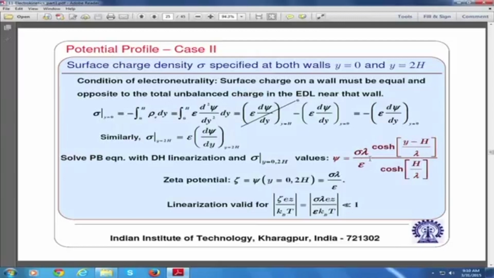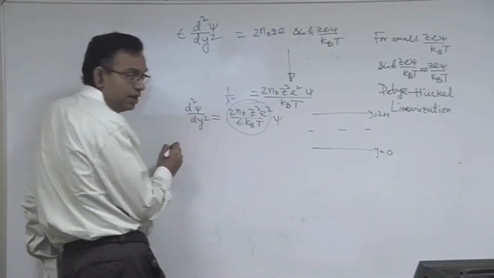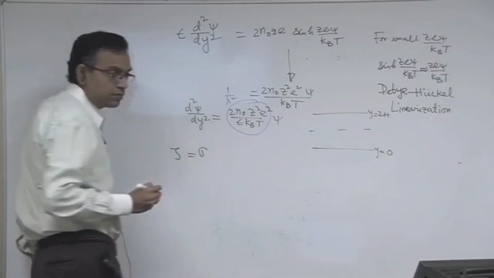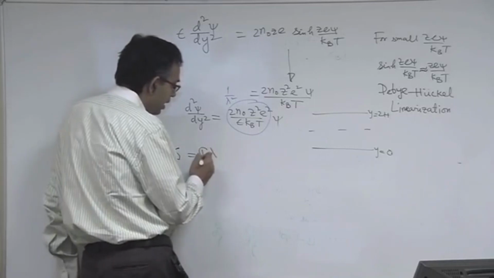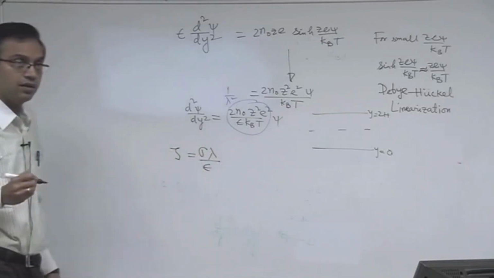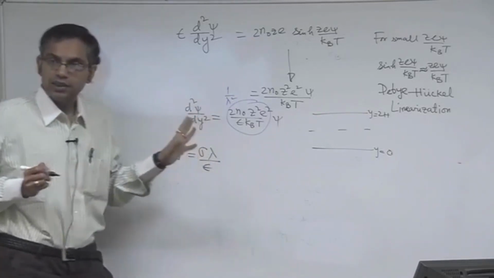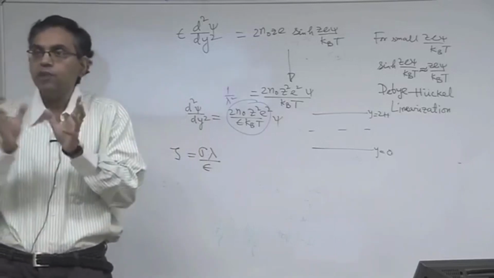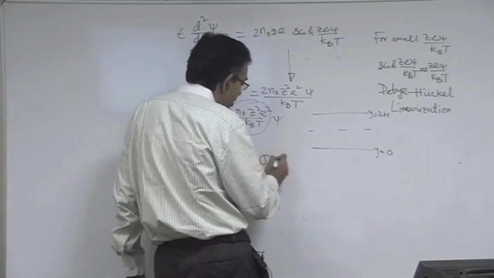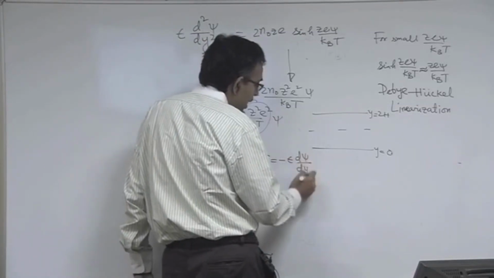Let us come to the board and explain this. So you are basically having zeta is equal to sigma lambda by epsilon. Okay. So this comes from algebra, but we will bring it from intuitive physics. So what is the boundary condition? Sigma is equal to minus epsilon d psi dy at y equal to 0.